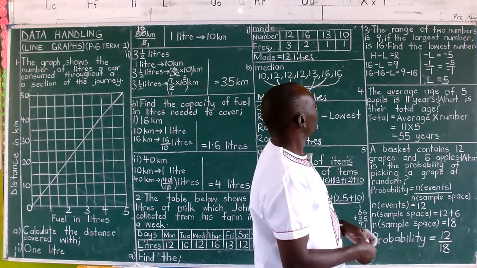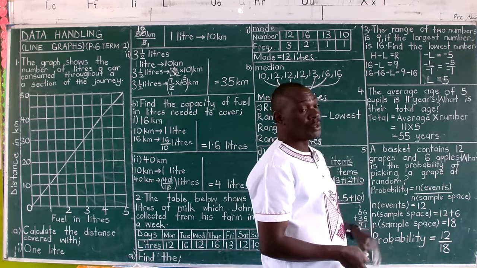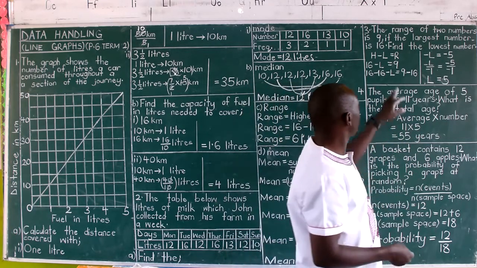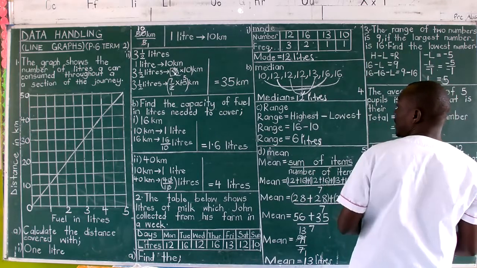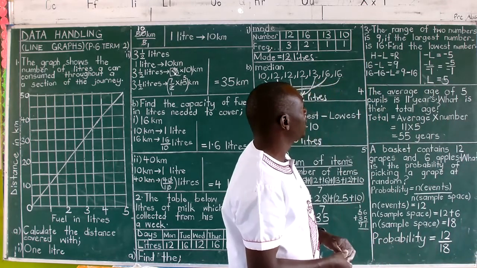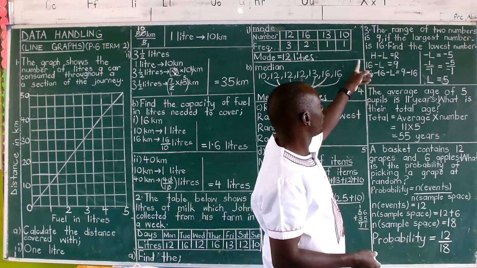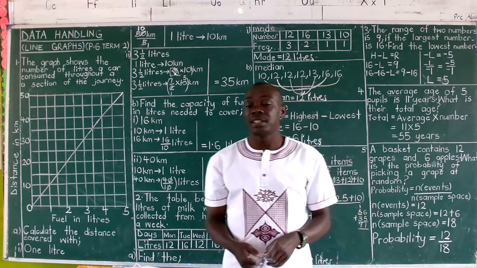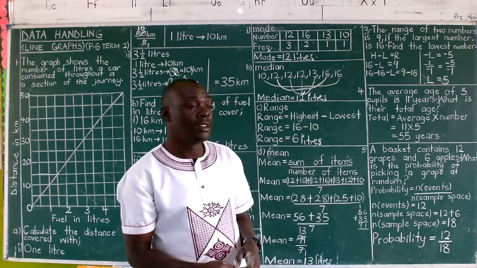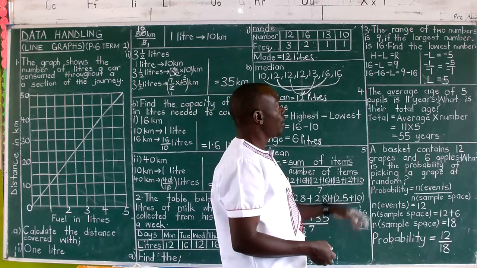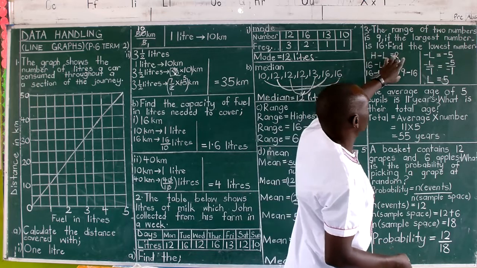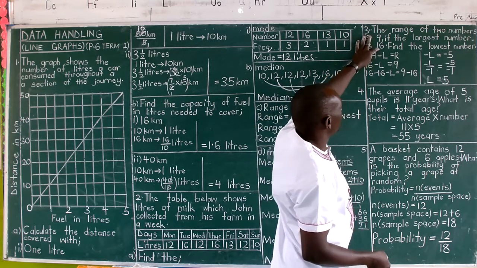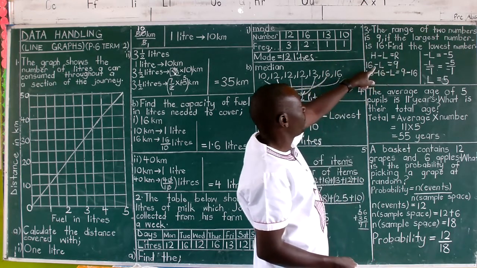Now, application of that average or mean as well as the range. So let's look at example number 3. Example number 3 says the range of two numbers is 9. If the largest number or the greatest number is 16, find the lowest number. Remember I said range is the difference between the highest and the lowest number in the given data. Now you apply highest minus lowest equals range. The highest number 16, and the lowest is what is being asked for.